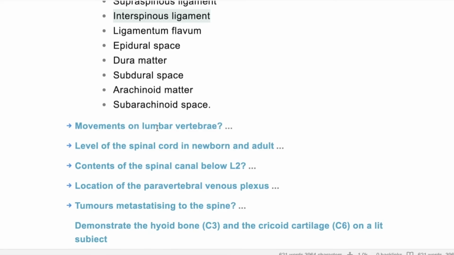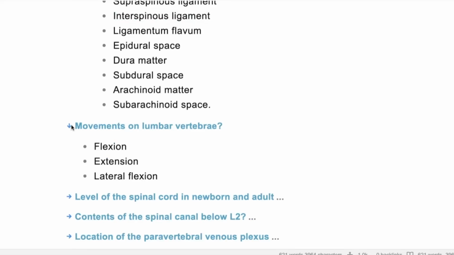But well done. Can you tell me the movements of the lumbar spine? Yeah, the lumbar vertebrae can perform flexion, extension, axial rotation, and lateral flexion.